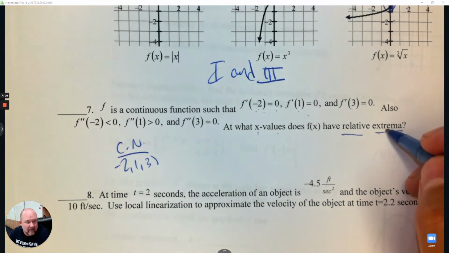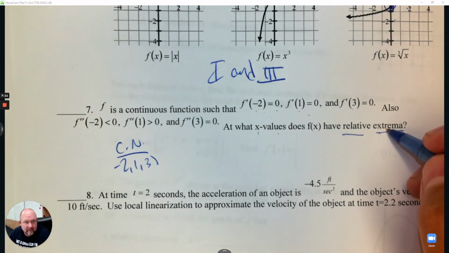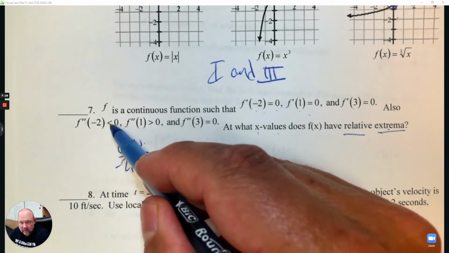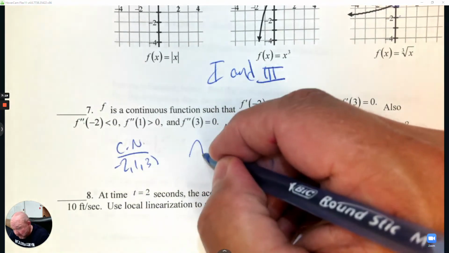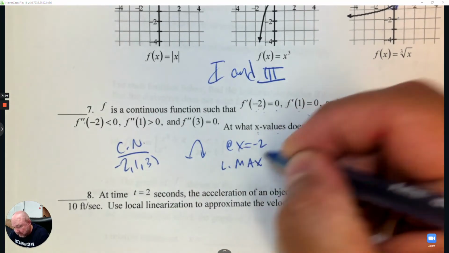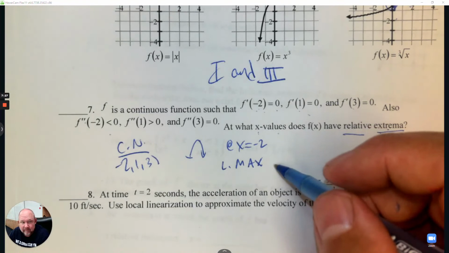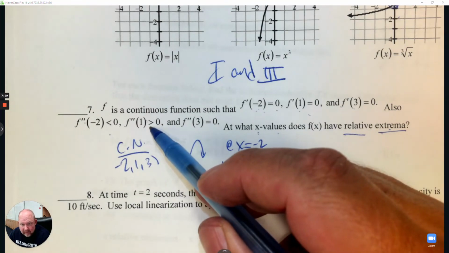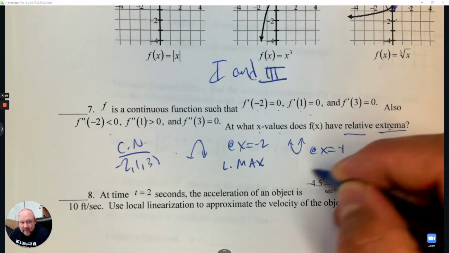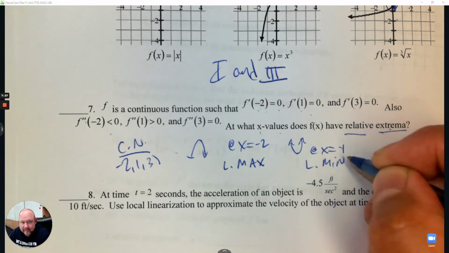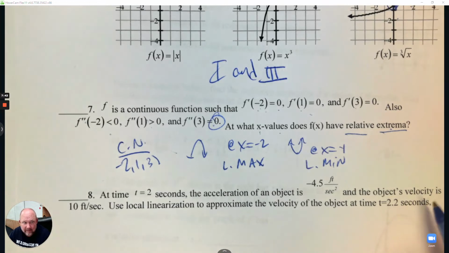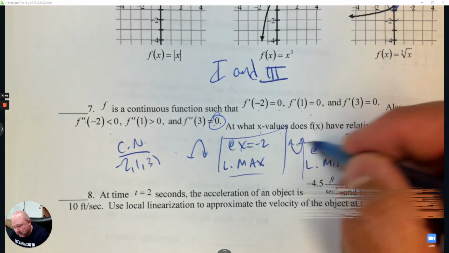To have a relative extrema, that means a maximum or a minimum. So at -2, the second derivative is negative. It's concave down. So at x equals -2 would be a local maximum because it's negative. At 1, it's greater than 0, so that would be concave up. So at x equals 1 would be a local minimum. And then at 3, there is no concavity. So 3 doesn't give you a maximum or minimum. So can you use the second derivative test here?